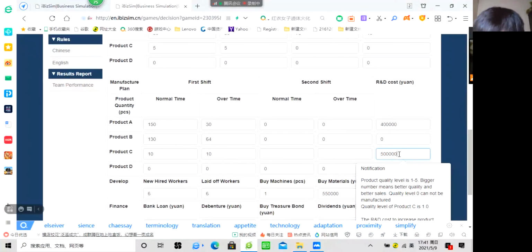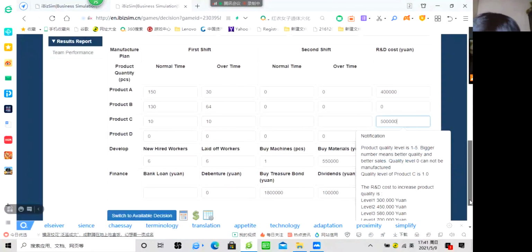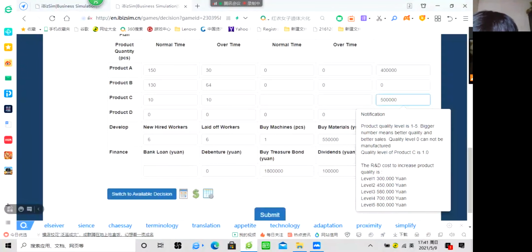They put 500,000 there because that's required. No, too much. You put too much, because they just need 300,000. Now you put 500,000. So that's too much.